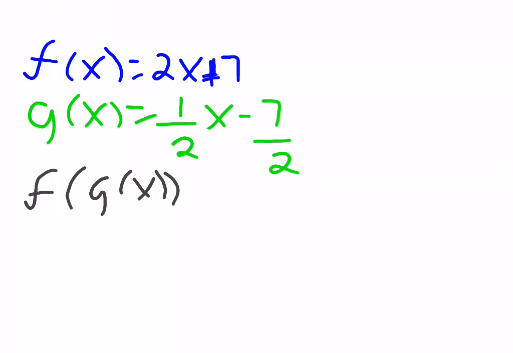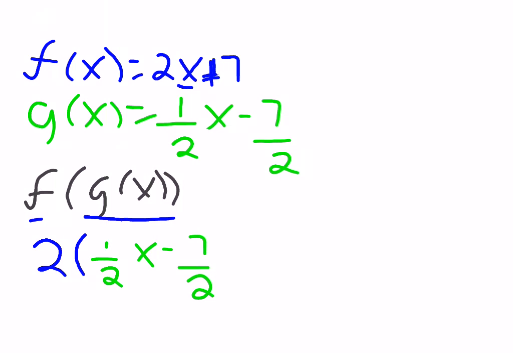So what we're going to do is take g and put it inside f where we see x. You see how g here is inside of f? Let's literally put it inside of f. So f is 2 times, well here I'm going to plug in my g, and g is 1/2 x minus 7/2. So it's 2 times that, plus 7. Okay? That's what f of g of x equals.